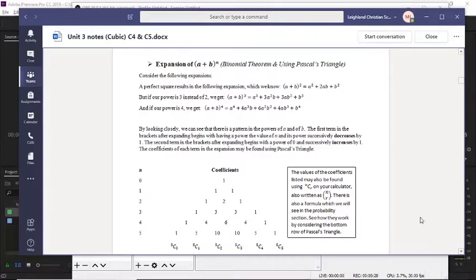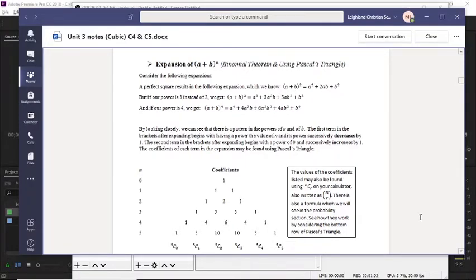You've already expanded some things like perfect squares. So say (a + b) squared, for example, you'd be able to expand. The binomial theorem just allows us to expand bigger powers. A perfect square results in this expansion: (a + b) squared gives us the first term squared, the second term squared, and in the middle is twice the product of a and b, so 2ab.